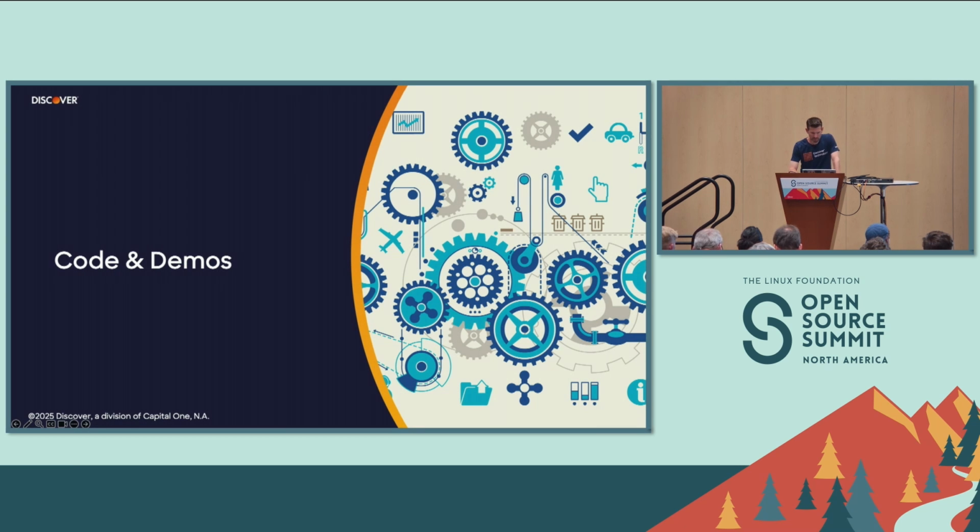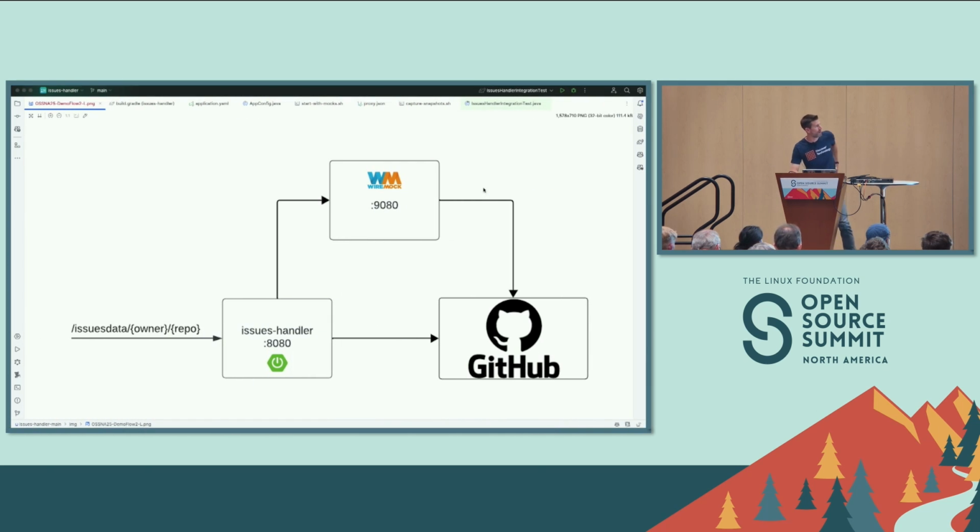So, all right, let me get through a quick demo here now. I have a demo application set up here. It's called Issues Handler, and it's a pretty simple application. All I'm doing is I have one API endpoint here called /issuesData, and then I'm passing in an owner and a repository from GitHub. I'm just going to make an API call to GitHub and then collect all the GitHub issues and count all the different labels that I have for those issues.